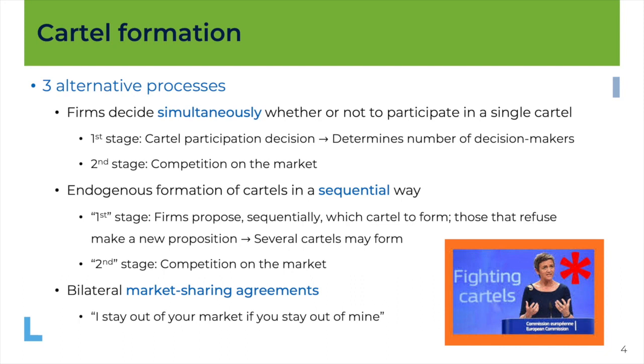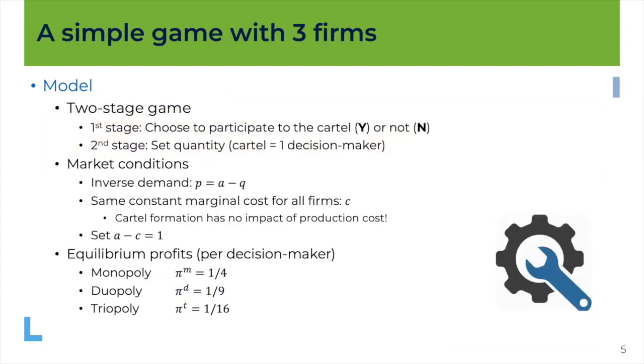In this presentation, we focus on the first form, the simultaneous formation of a cartel. We'll say a few words about what happens if the cartel is formed in a sequential way, and we leave it to an activity for you to discover what happens in the third form when firms form bilateral market sharing agreements. Right. So let's look at the model, and we start with a simple model with three firms.